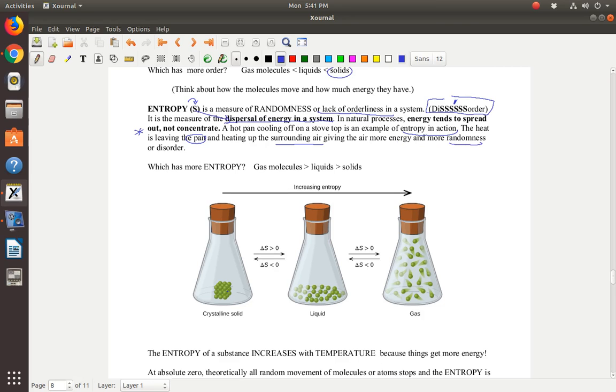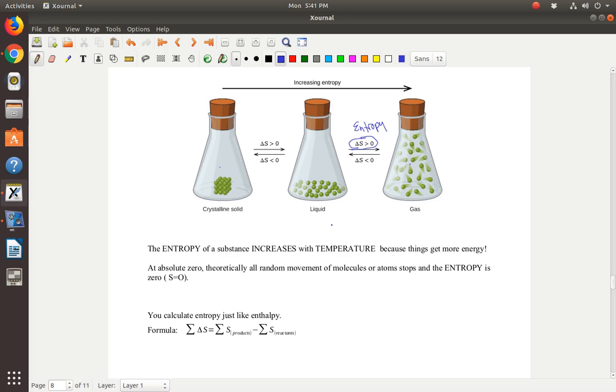So which has more entropy? Again, look, solids are very close together and vibrating, liquids are moving around a little bit more, but gas particles are flying around. So gases have the largest amount of entropy, which is disorder. So this is the most and the least entropy. The most orderly is the least entropy. All right, the entropy of a substance increases with temperature because it has to get hotter from here to here, and then from here to here. So the temperature is going up, my kinetic energy is increasing, I'm increasing the movement of all the particles. At absolute zero, theoretically, all random movement of particles or atoms stops, and the entropy is zero. S would equal zero at absolute zero. But that's a theoretical position.